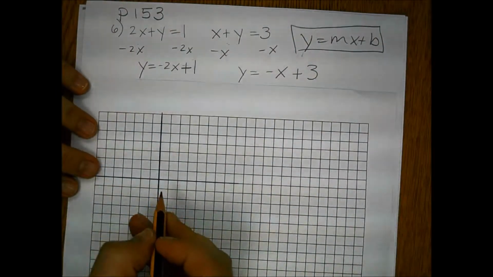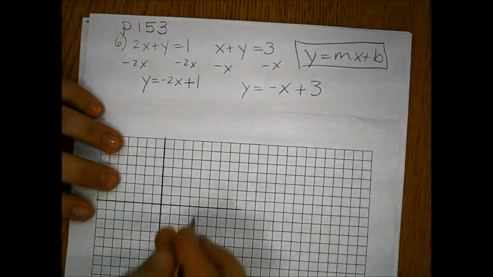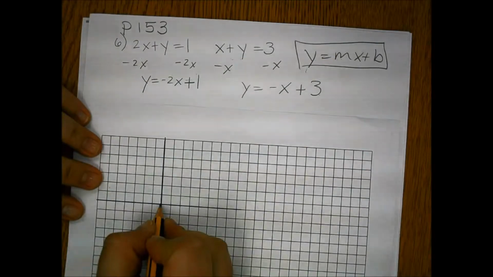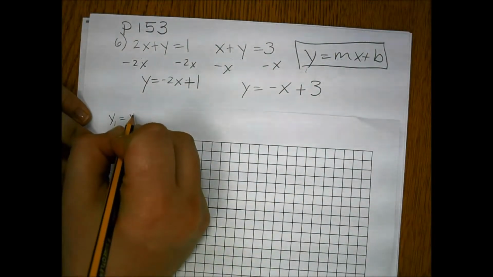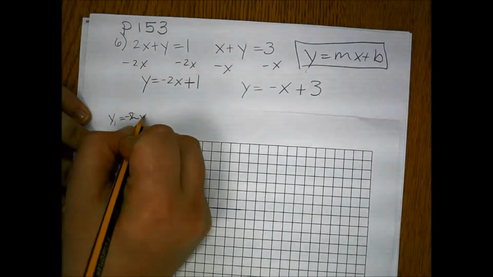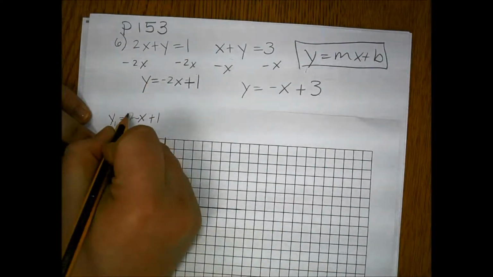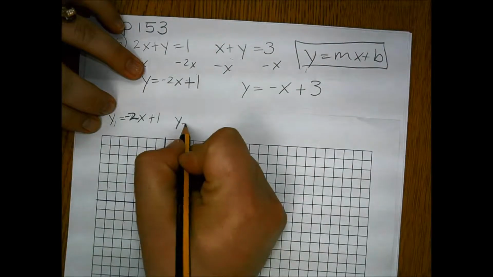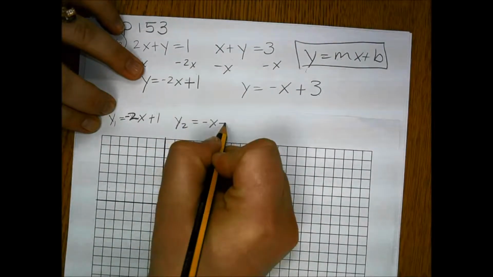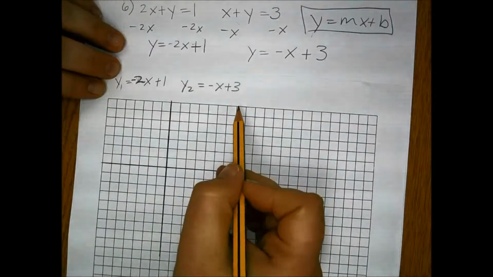Now, my first equation is y equals negative 2x plus 1. What I've done here is a little algebra 2 trick by calling one of my equations y1 and my second equation y2. That's just so I can keep my work organized.